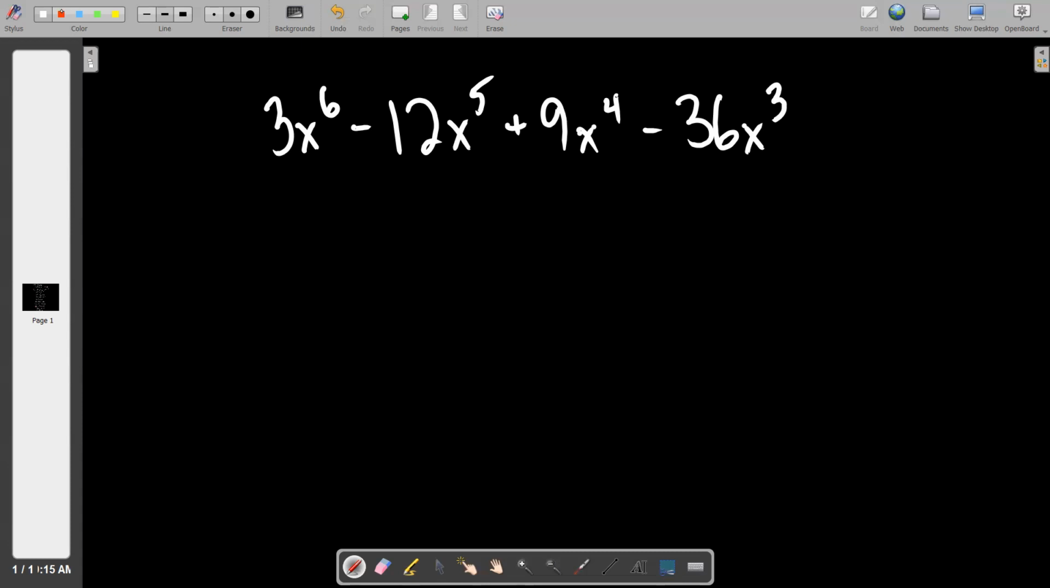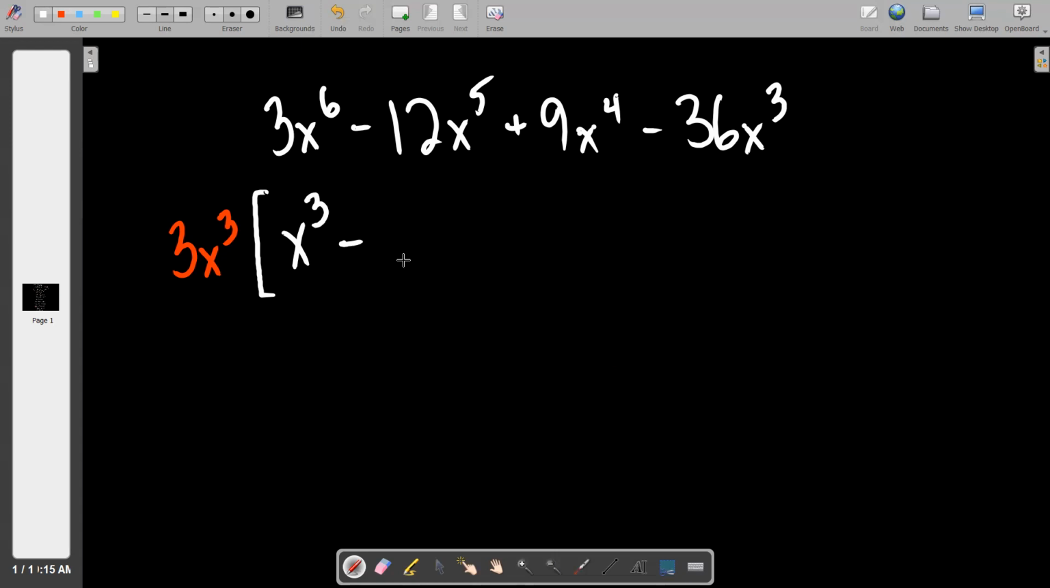This is the GCF of all 4 of these terms: 3x cubed. That was a good team effort there. That was everyone working together, all hands on deck. So we got the 3, we got a bunch of x's, and now it's time to rebuild. So here it goes. What's the first term?